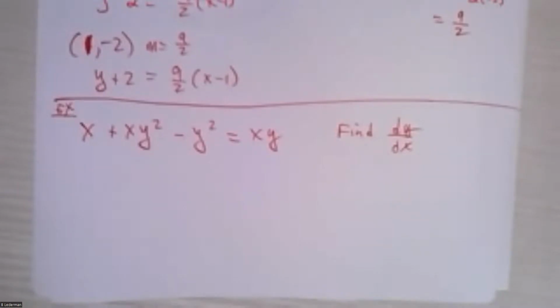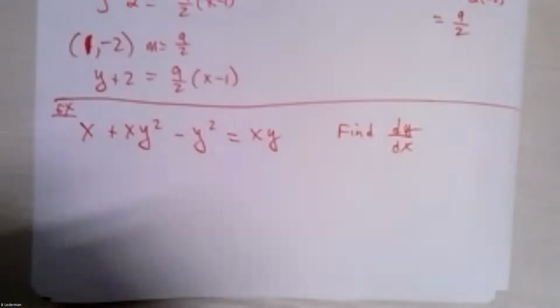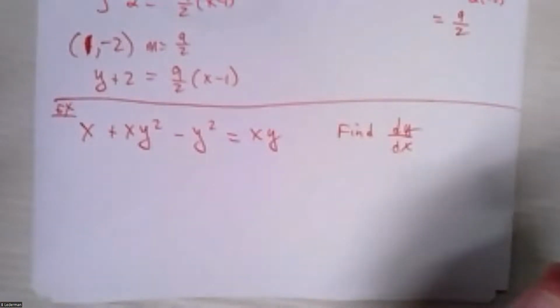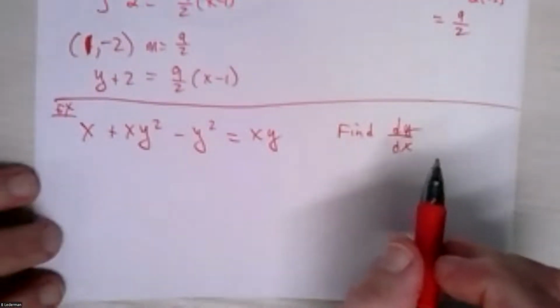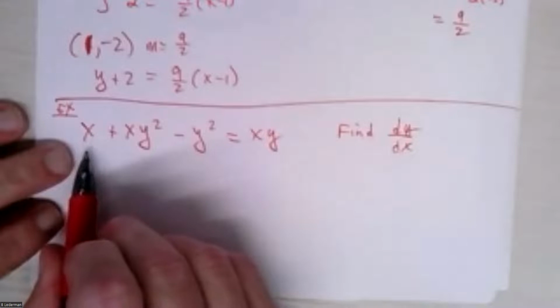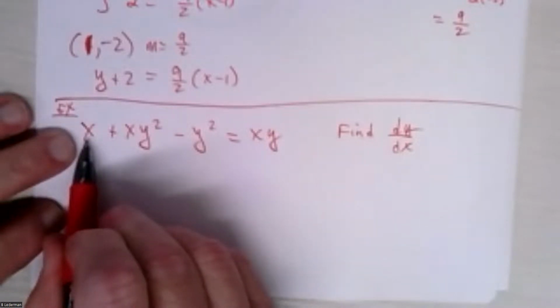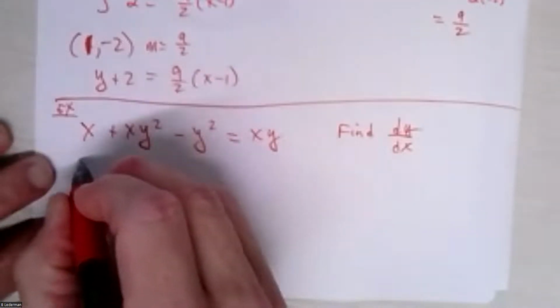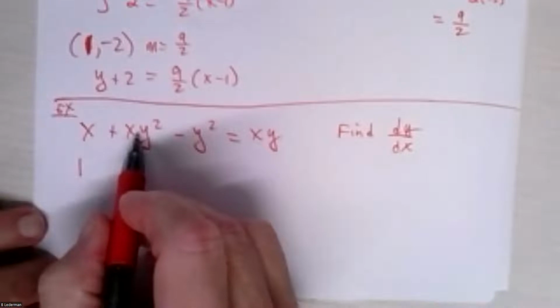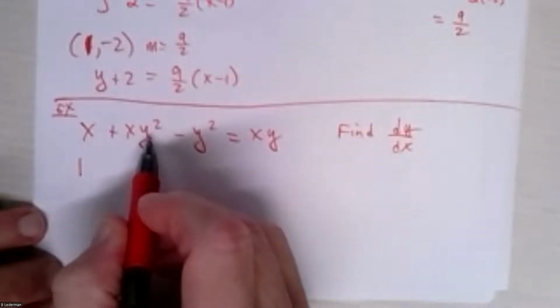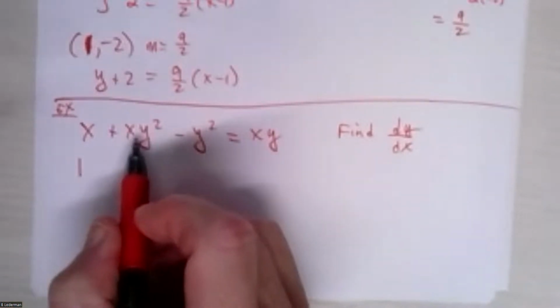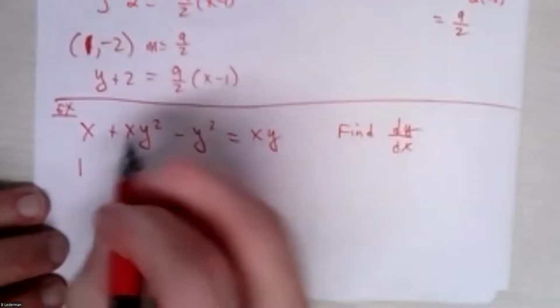Okay, so x plus xy squared minus y squared equals xy. So I want to find dy/dx. I'm not plugging anything in, I'm just finding dy/dx. Now, I'm going to take the derivative of each thing here with respect to x. Now here, the derivative of x is just 1. No derivative needed beyond that. Now, this term here is actually a product. x is a function of x, and y is a function of x. It's really like an f and a g. We have to do the product rule now.